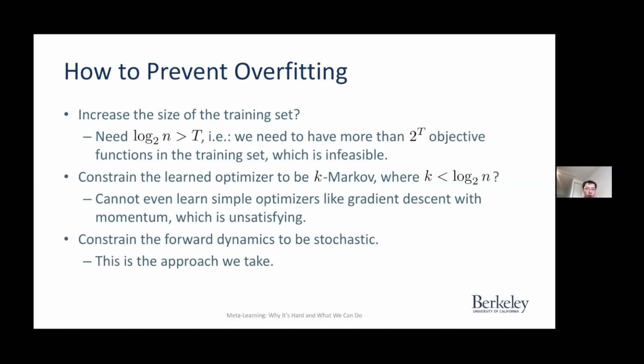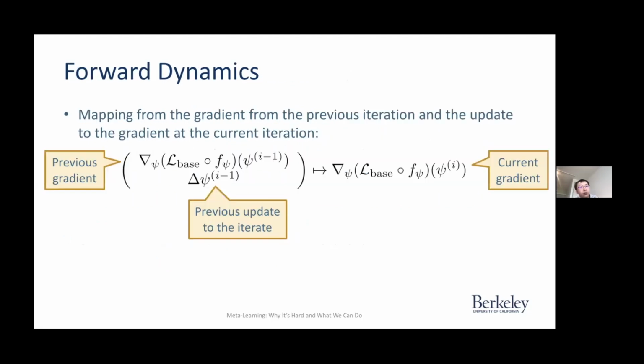So the last approach is a little bit more subtle. We want to constrain the forward dynamics to be stochastic. That is the approach that we take. It's unclear why this helps and what exactly it means, so that is what I'm going to talk about next.